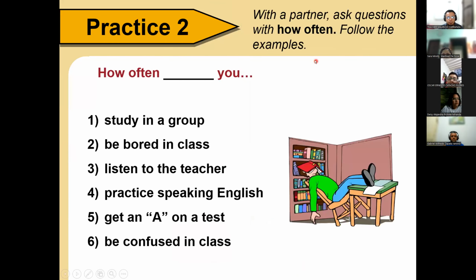Okay. Right now we're gonna complete this activity. I need you to help me with creating the questions. So in this case, it says, how often study in a group? What would be the question? How often do you study in a group? I don't have them, so I will write them, sorry. That will be number 1. What is number 2?